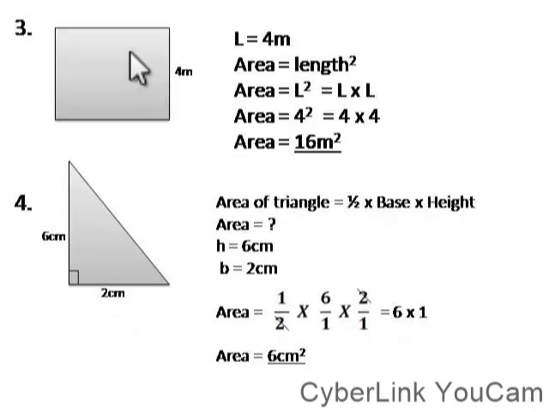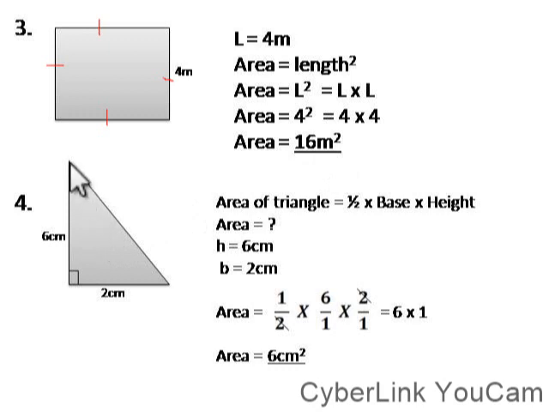Here we have a square. Remember, a square, all sides are equal. We're being given the length as 4 meters, and the area of a square, the formula is length squared, which means length times length. So for the area of a square where the length is given as 4, area equals 4 squared, which means 4 times 4, and 4 times 4 will give us 16 meter squared.